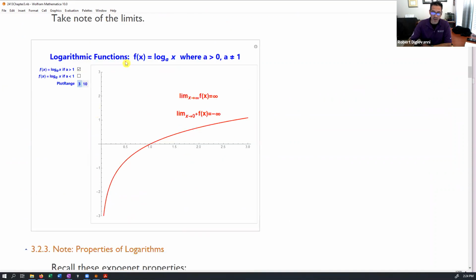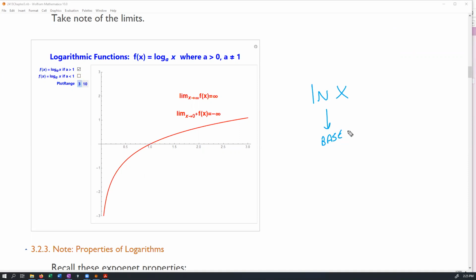So look, when we talked about log functions, we said that this is what a log function looks like as long as the base is bigger than 1. This is what it looks like. And if the base is less than 1, it looks like that. In this particular case, we're talking about the natural log of x. What is the base of this log? E. The base is E.